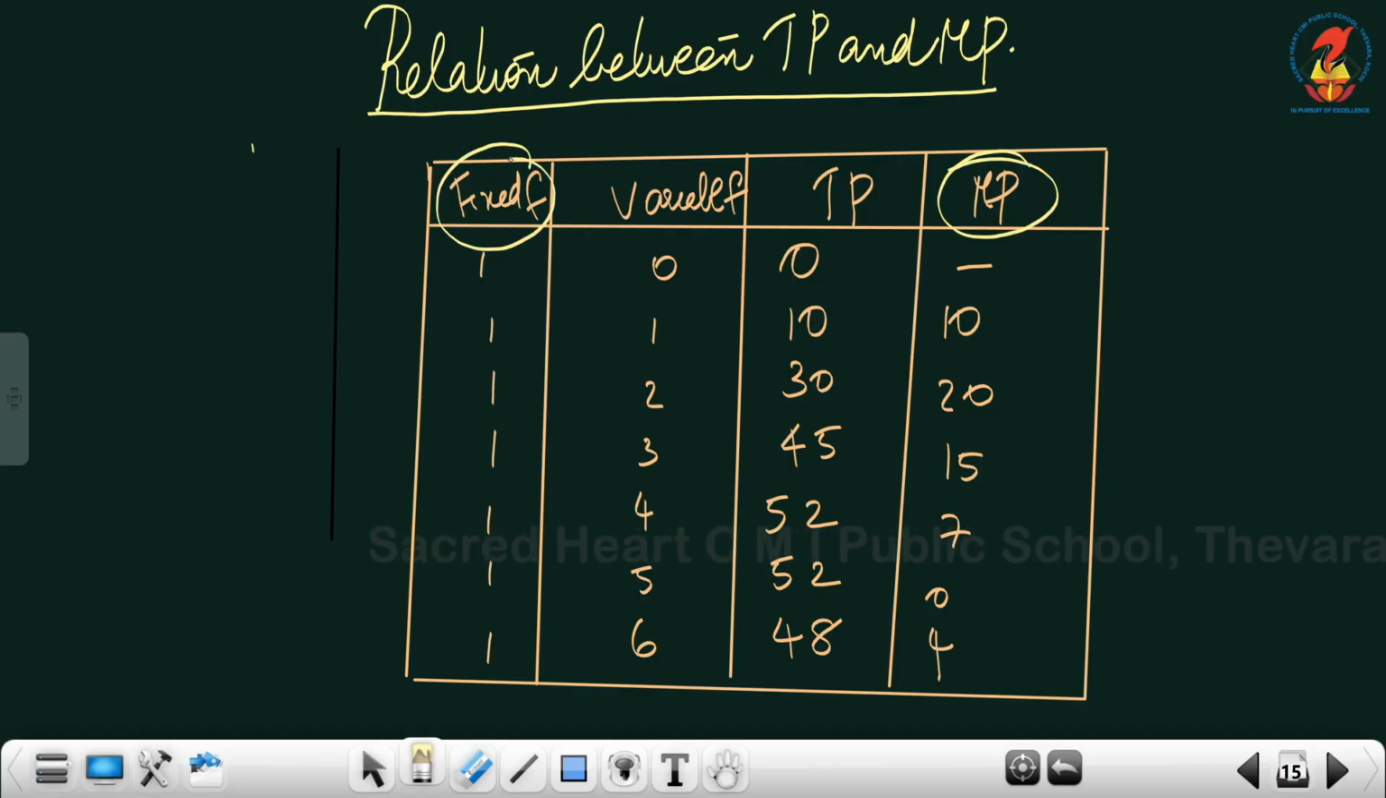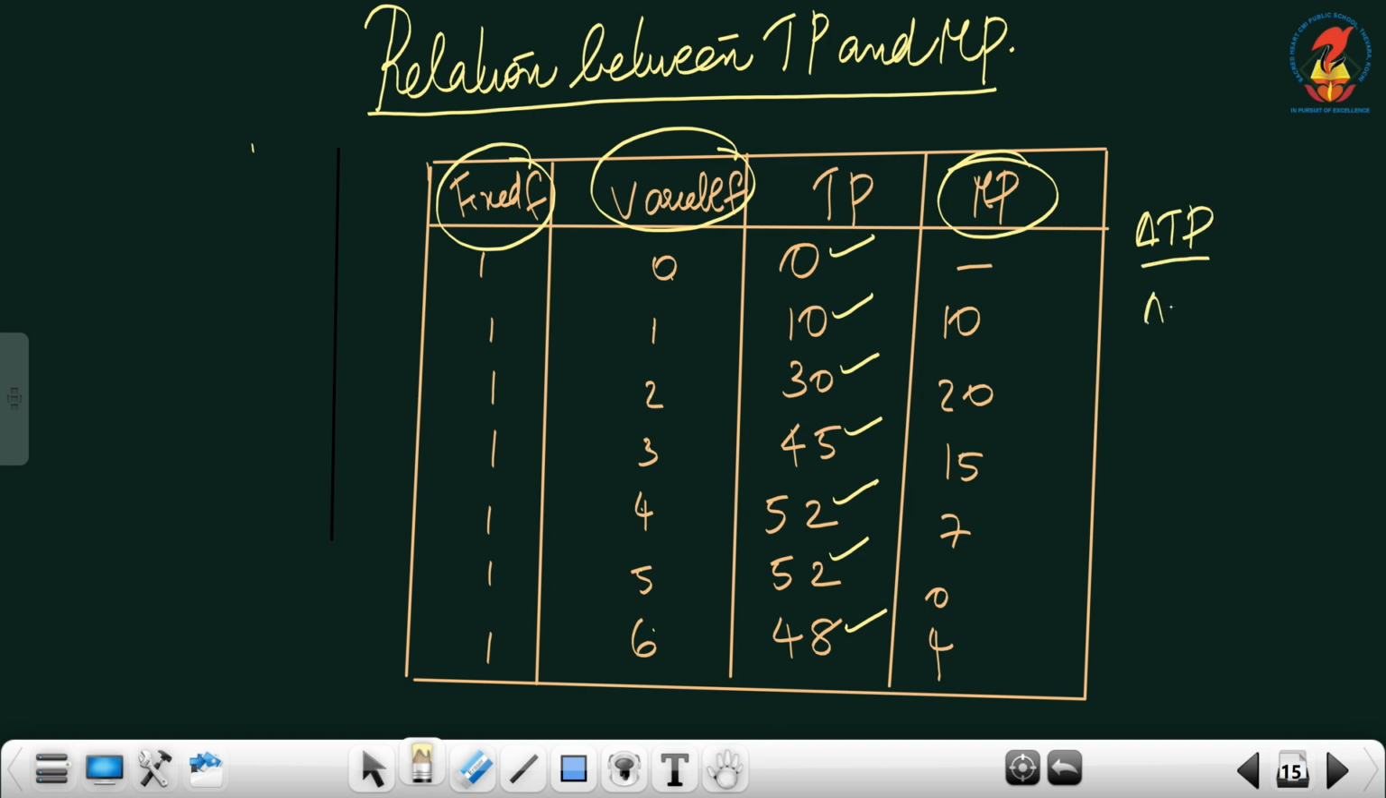Fixed factor as machine or land 1, 1, 1, variable factor as labor 0, 1, 2, 3, 4, 5, 6, then TP as 0, 10, 30, 45, 52, 52 and 48. How do you find this MP? Either by using the formula delta TP by delta L, or by using the formula TPn minus TPn-1. For the first one, MP will be blank because the variable factor is 0. It starts from the second step, isn't it? So you have to find out the difference.